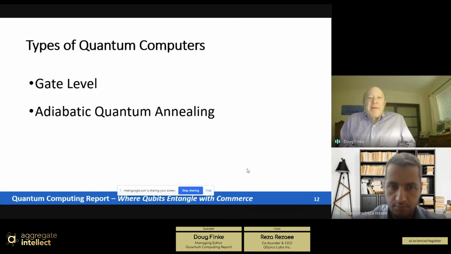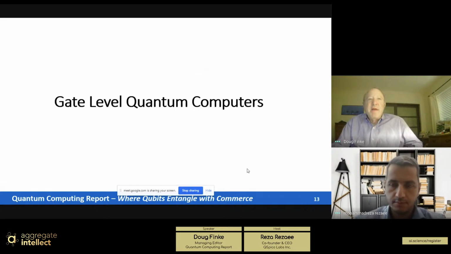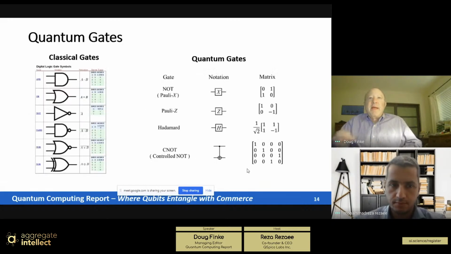So now I'm going to talk about two major types of quantum computers. First is called gate level, and the second is called adiabatic quantum annealing, which is promoted by a company called D-Wave in Vancouver, Canada. First, let's talk about gate level.